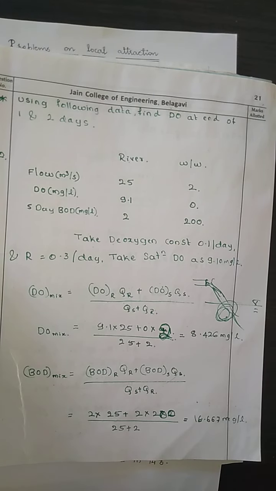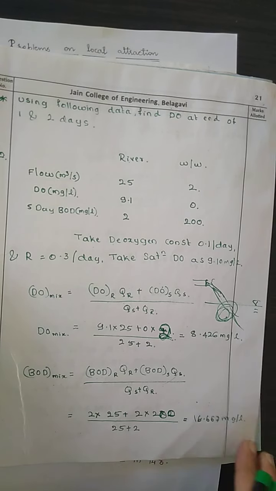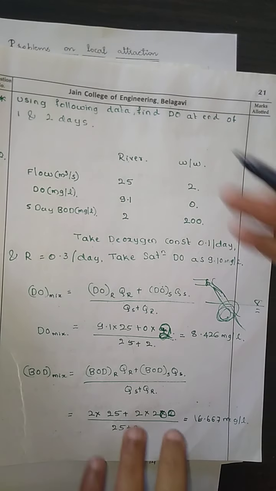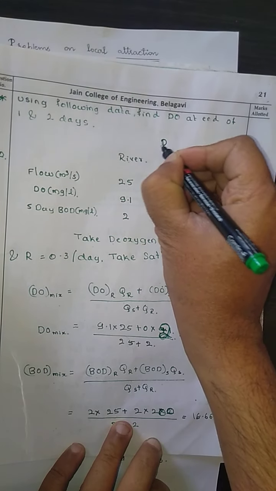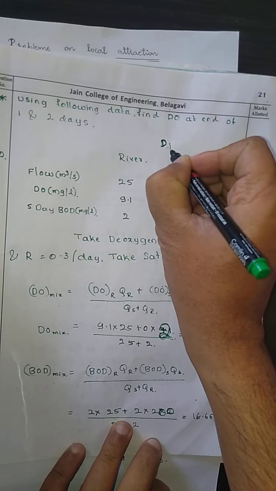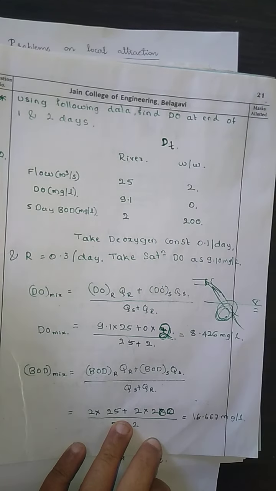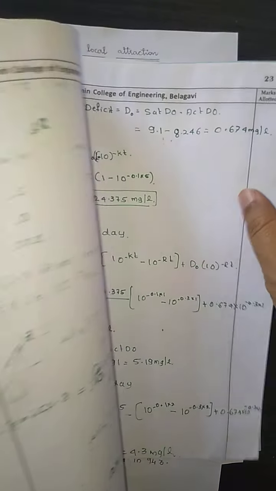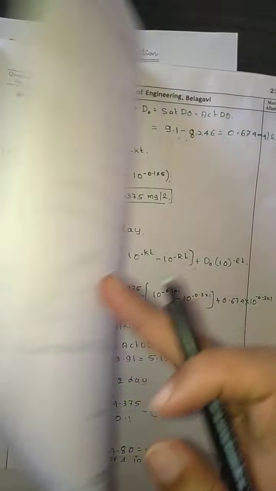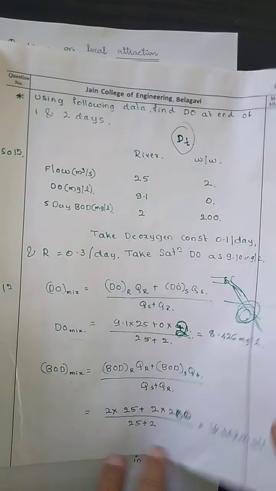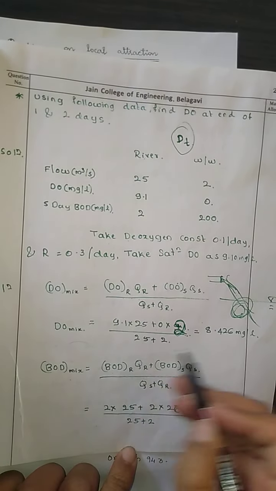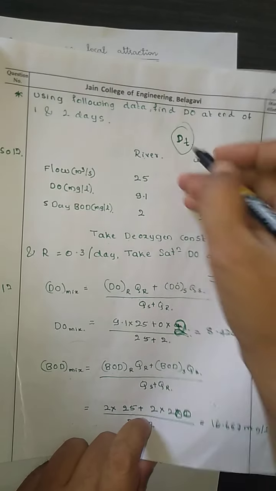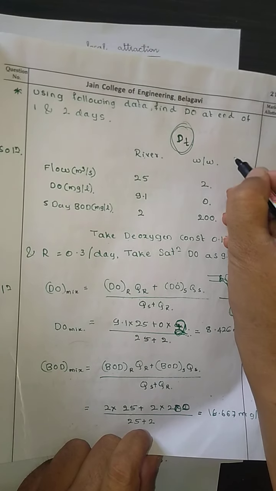Now what they have asked is to calculate the oxygen deficit at the end of 1 and 2 days. So what we need to find is the oxygen deficit at T number of days, so we want Dt. This is the BOD of the mix, this is the DO of the mix. Now before finding out the Dt, we need what? We need L naught, right?